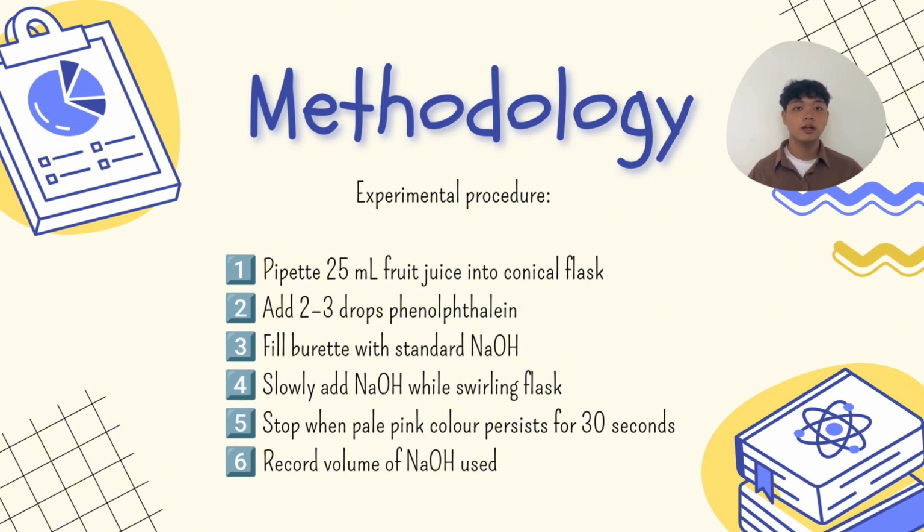After that, the NaOH was added slowly into the flask while continuously swirling the flask to ensure proper mixing. The titration was stopped when a pale pink color remained for about 30 seconds, indicating that the endpoint had been reached. Finally, the volume of NaOH used was recorded for the calculation of the vitamin C concentration.